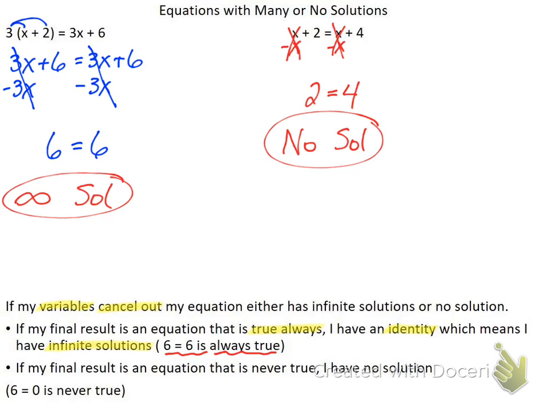If the final result after my variables cancel out is never true, that means I have no solution. And again, 6 is equal to 0, that is never true, and so that means that I have no solution. And that's it.